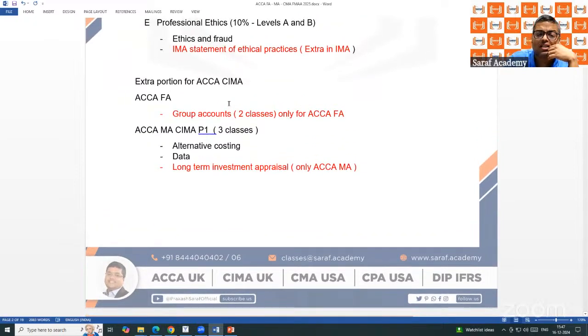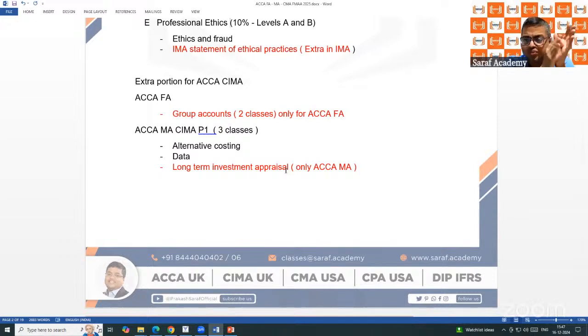Similarly, when I will be teaching group accounts and long-term investment appraisal, I will be asking CIMA and CMA students, that is FMAA students, not to join the class because it is not required. And when I will be teaching alternative costing and data analysis, then I will not be asking FMAA students to attend those classes. All these things which are slightly here and there extra, I will take at the end.